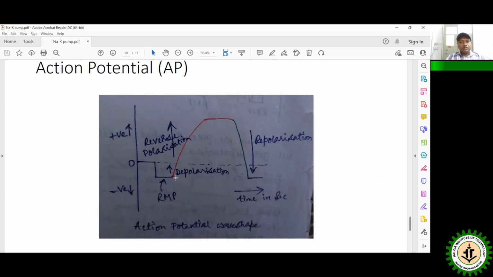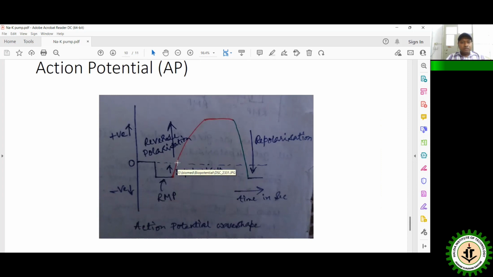See, this is the RMP, which is minus 90 millivolt. This is the resting membrane potential. Now, if we provide some excitation to the cell, what will happen? There will be some reversible wave shape shown in the nature of the cell. Initially it will be depolarized. That means the RMP value of minus 90 millivolt will decrease towards zero.